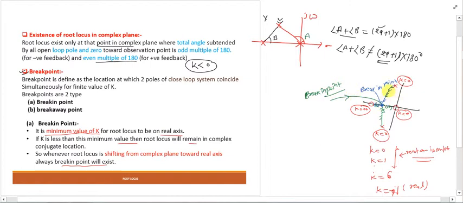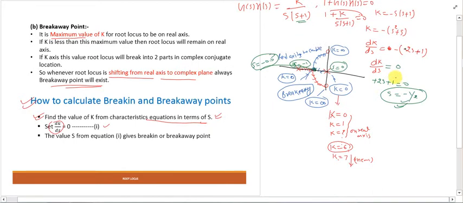Because here the root locus is coming from the complex plane to the real axis, or here the root locus is going from the real axis to the complex plane. This is the breakaway, this is the break-in. The basic difference between breakaway and break-in point is only whether the root locus is going away from the real axis to the complex plane, or from the complex plane to the real axis. If roots are coming from the complex plane to the real axis, then that point is known as the break-in point.